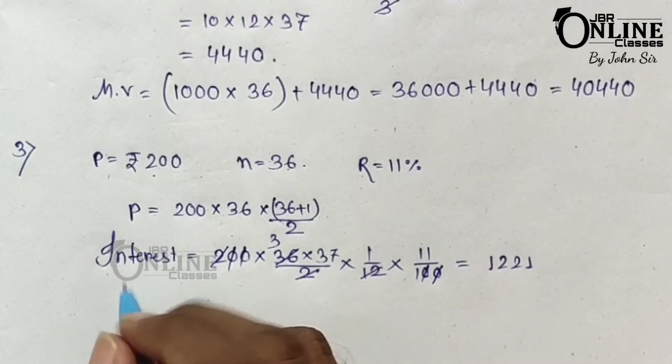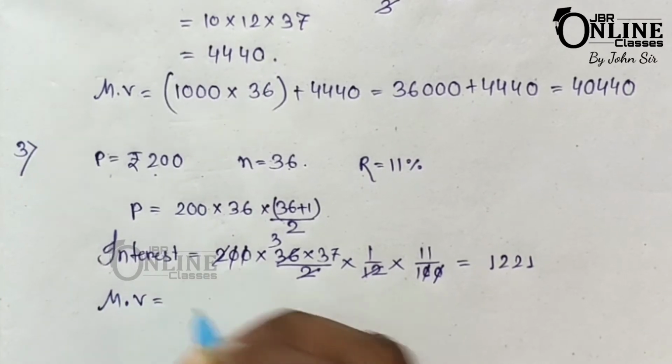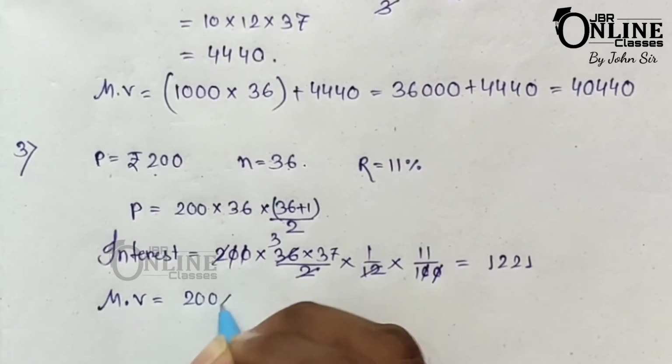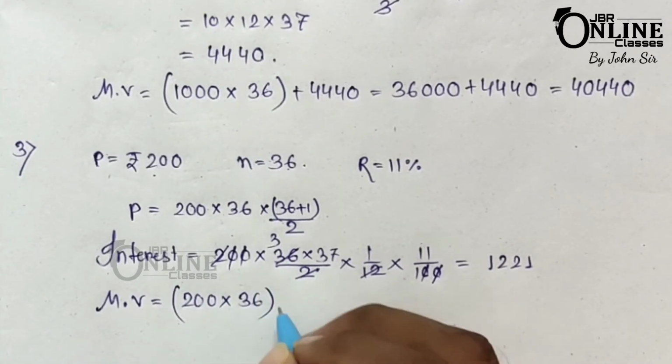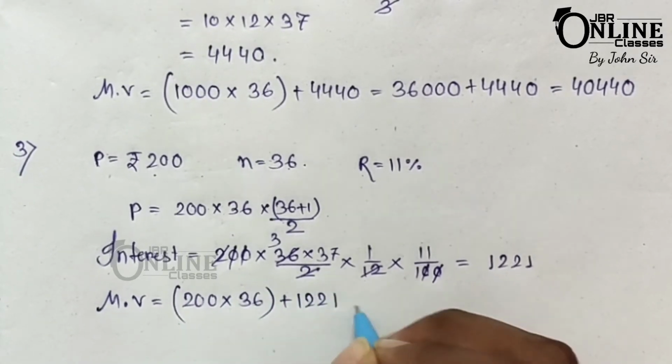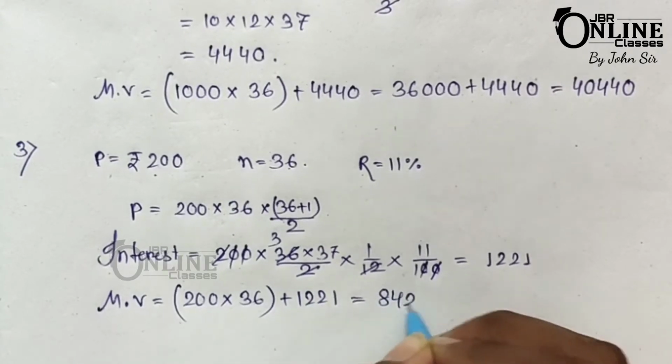Now next thing you have to find out the maturity value. So here the maturity value is 200 into, that means P into N, so 200 into 36 plus 1221, and that equals 8421.